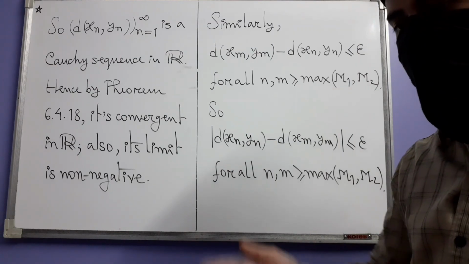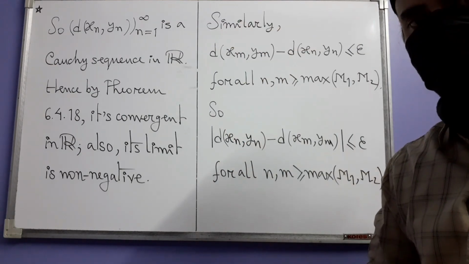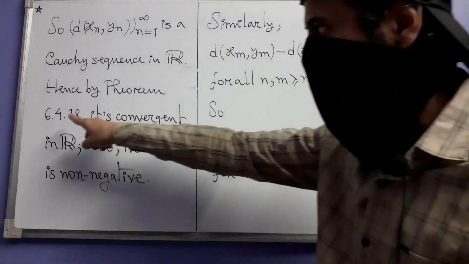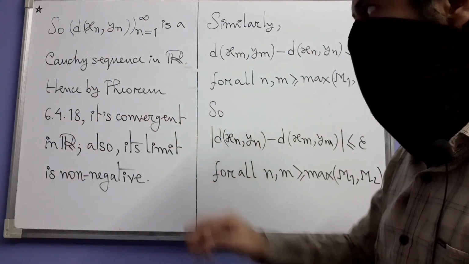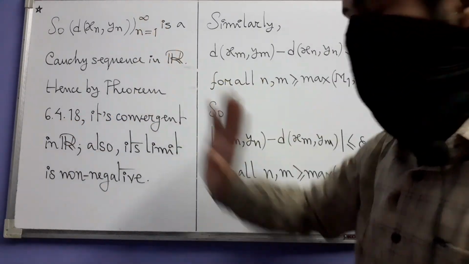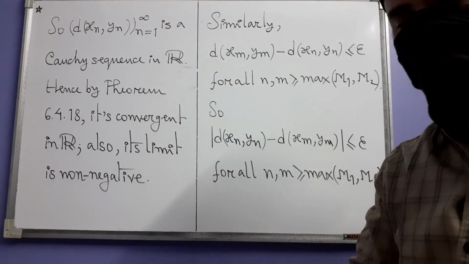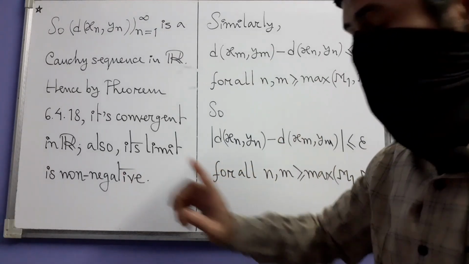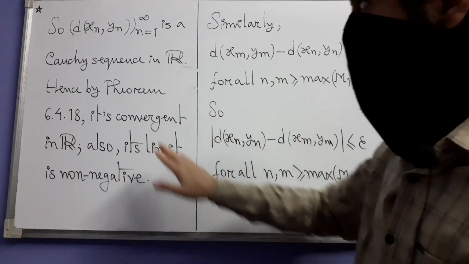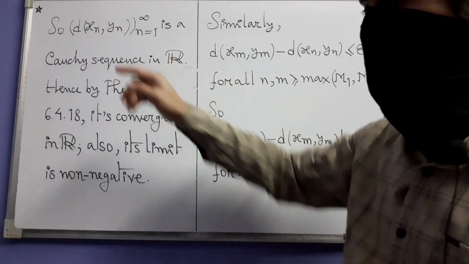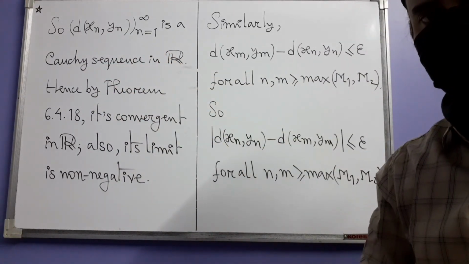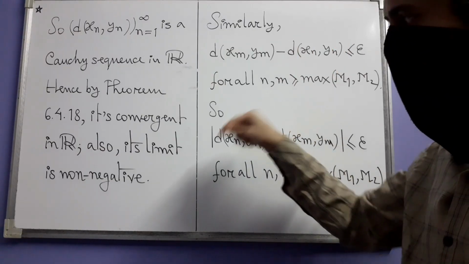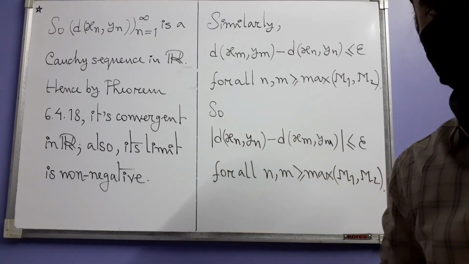But we already know from a previous result that every Cauchy sequence of real numbers is convergent, and that result is theorem 6.418. So by that, this is convergent. It has a limit which is a real number, and at the same time that limit is non-negative as well. That is because each term in this sequence is a non-negative real number. That's why by the comparison principle, if you recall, the limit will also be non-negative.